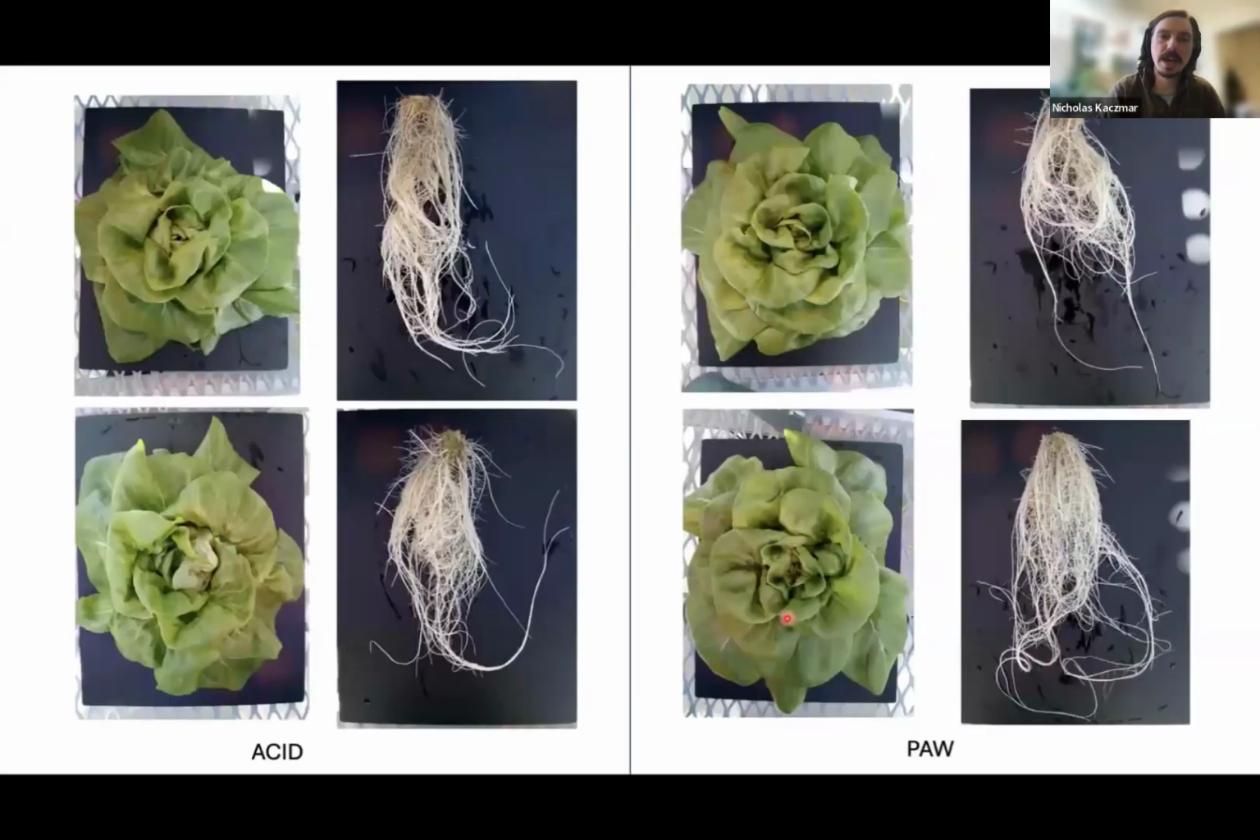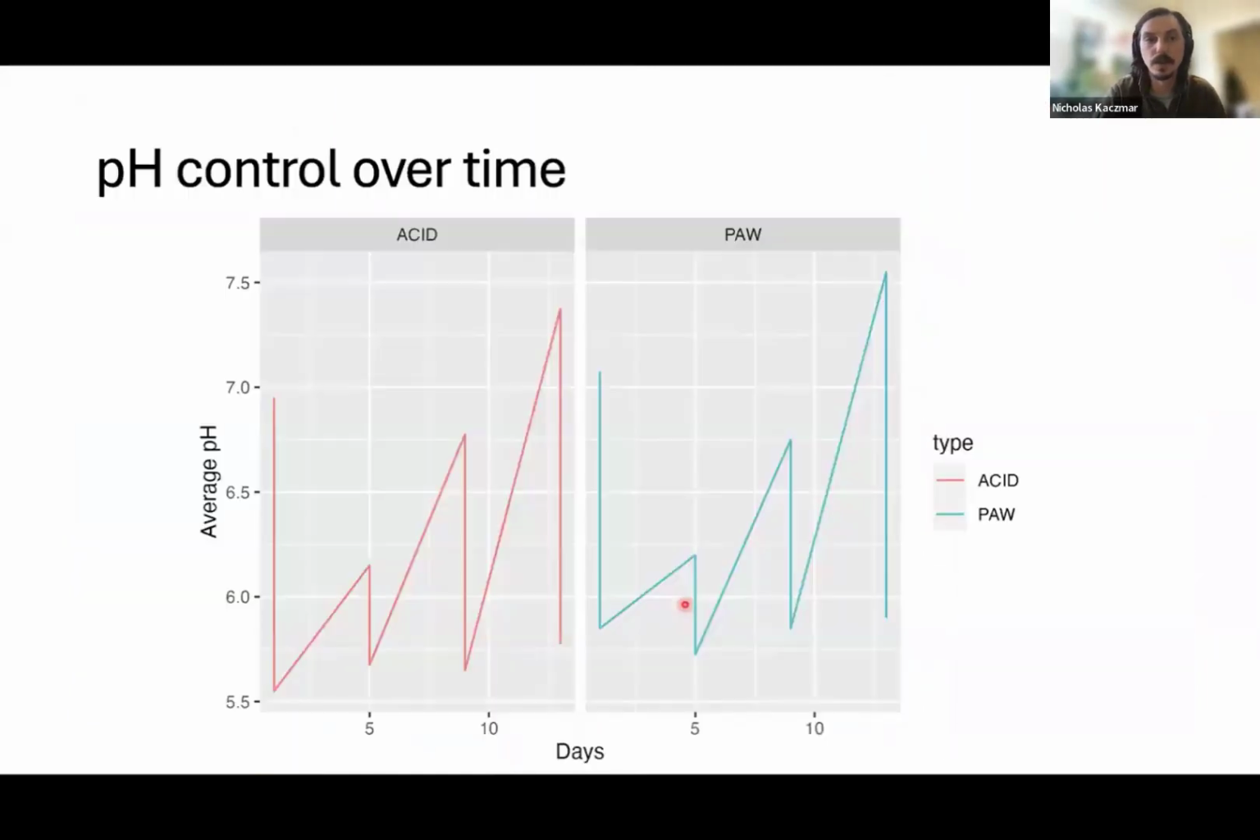So here are some images at harvest of our heads of lettuce, PAW versus grown with acid. The roots look really good. The heads look really good. From what you can see visually, there was no negative impact.